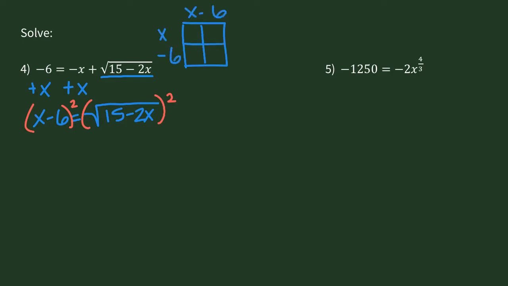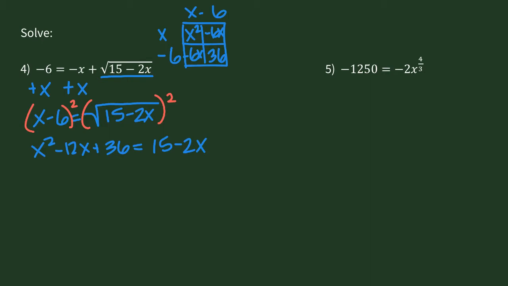So then you're distributing. You have x times x, negative 6 times x, another negative 6 times x, and then a negative 6 times a negative 6. And on the right side, we canceled out the square root, so then we have 15 minus 2x.